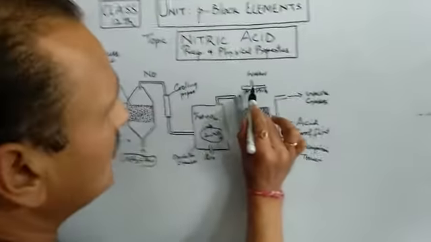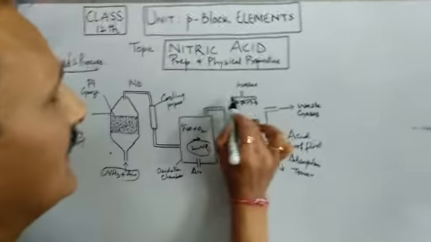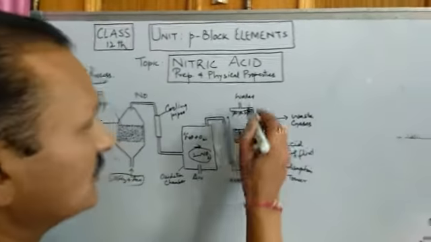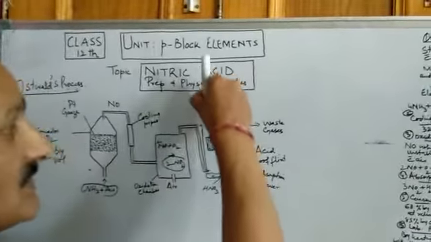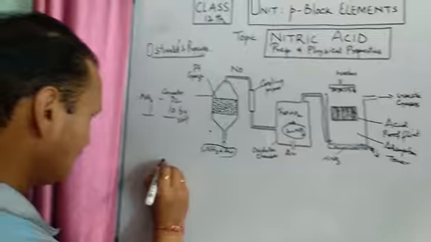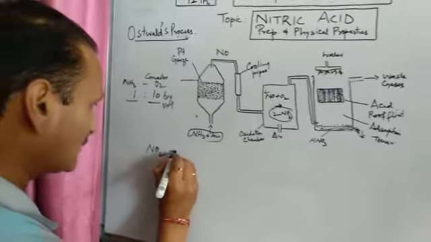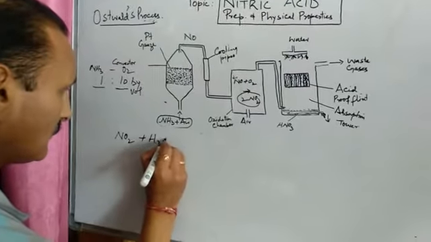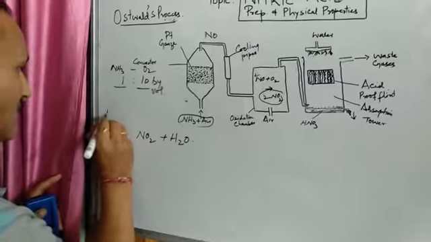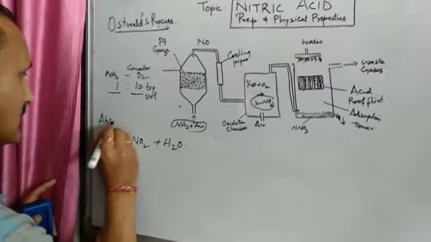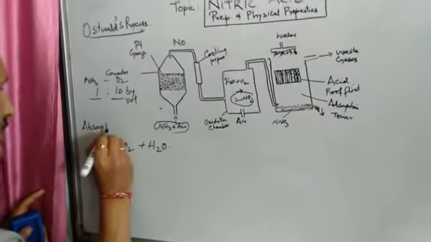Now at the top of this we have an arrangement for sprinkling water. We will have to pour water. That means the reaction between nitrogen dioxide and water will be carried out in this tower. This tower is known as the absorption tower.